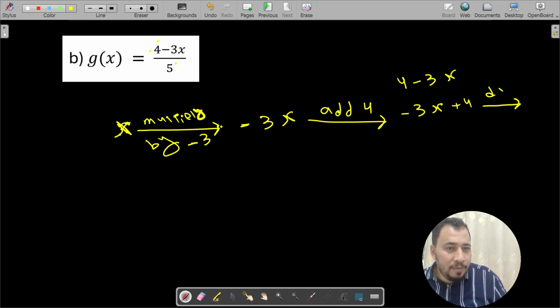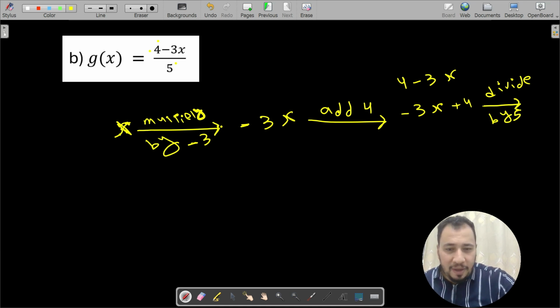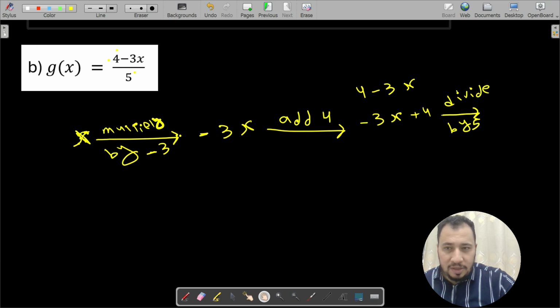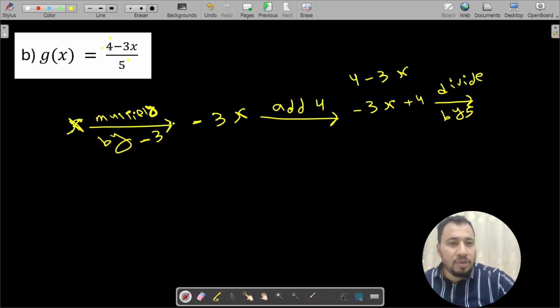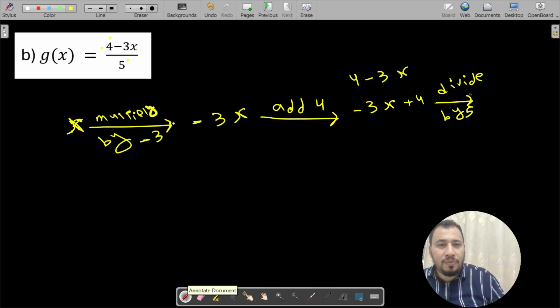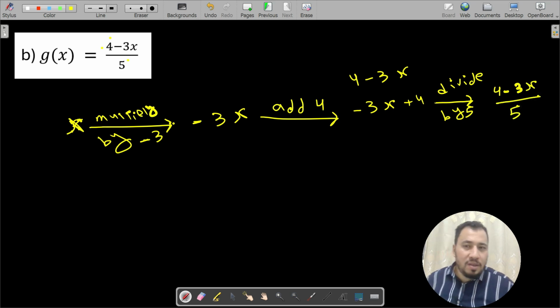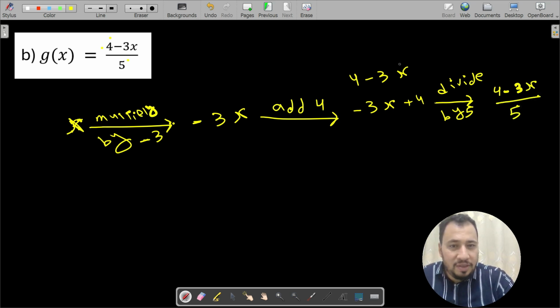Then what? Then you divide by 5. Okay? And when you divide by 5 here, okay, let me just get this here. When you divide by 5, what will you have? It will be the expression you have, the function you have, which is 4 minus 3x over 5. And this is your final answer. This is how to draw the flow diagram for this function.